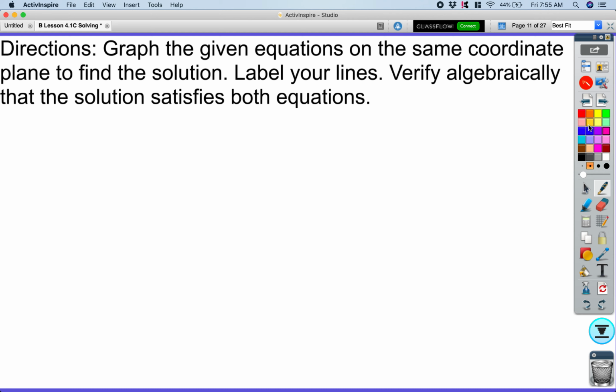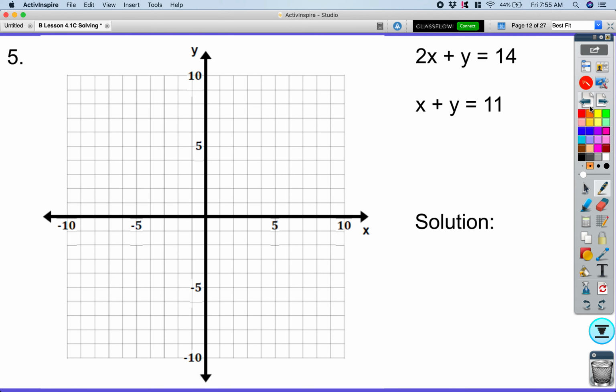All right, now we're going to graph the given equations on the same coordinate plane to find the solution. We're going to label our lines and verify algebraically that it is a solution. So I have this one. Now it's a little trickier because it's hard to tell what the x and the y intercept are because of this 14. It's really far off the graph, okay?